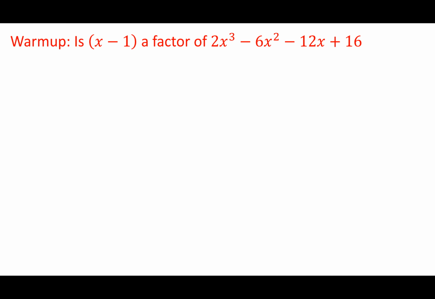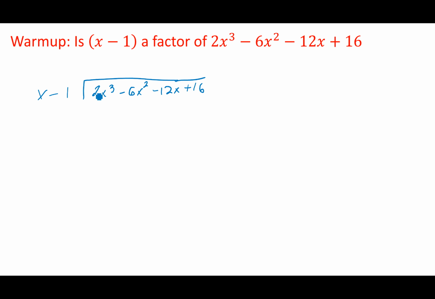Is x minus 1 a factor of 2x cubed minus 6x squared minus 12x plus 16? All right, so I'm going to do my division symbol, and I have x minus 1 on the outside here, 2x cubed minus 6x squared minus 12x plus 16. It went x cubed, x squared, x, and then x to the 0, essentially, with the 16. So I don't have to fill in any of those 0x values. It's already set up nice for me.